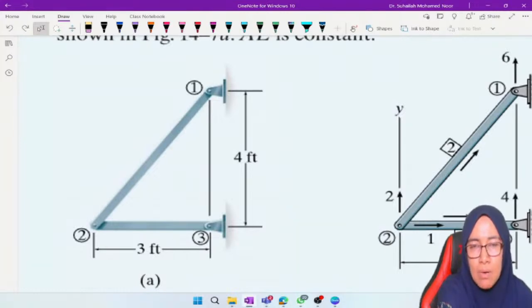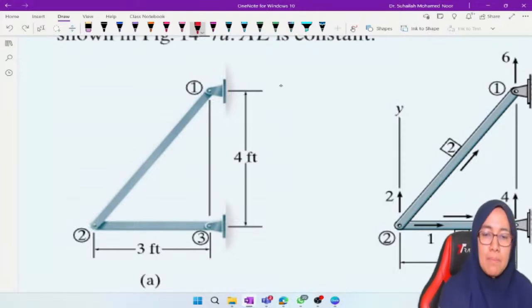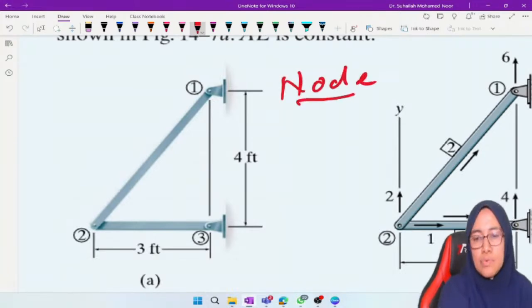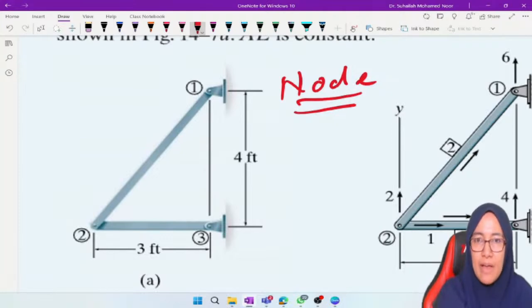Remember, as I said just now, we will use node, N-O-D-E, to represent a joint. So by looking into this, we have node number 1, node number 2, and node number 3. If you are given a truss without any node numbers, you have to put the node numbers. That is the first thing you need to do when we want to analyze a truss structure. There are three joints, and we call a joint a node, so there are three nodes.